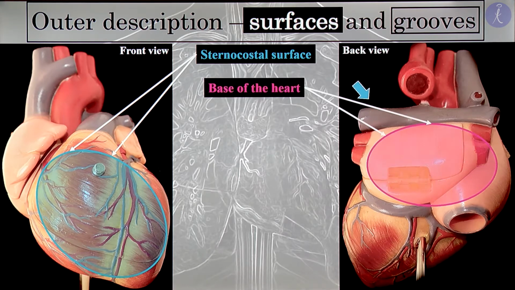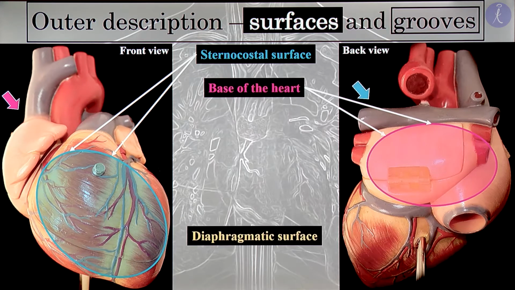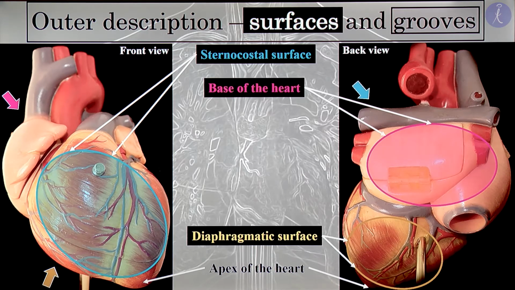Next surface is called the base of the heart. This is situated posteriorly, created mostly by the two atria. Anteriorly it's not visible, of course, but that arrow shows the approximate direction of that. The third large surface is called the diaphragmatic surface. This is the surface where the heart sits on the diaphragm. On the anterior view, it would look like that. It's not a surface, but here we have to mention the apex of the heart, and then come the grooves.